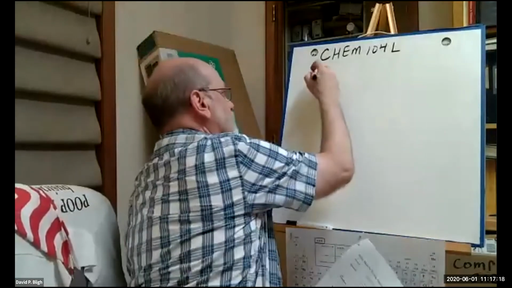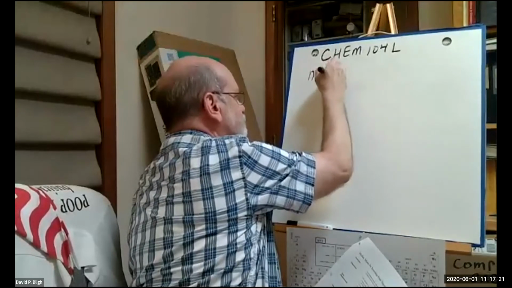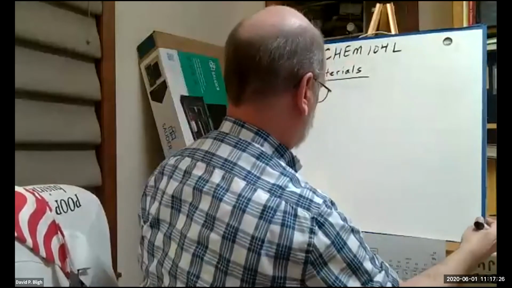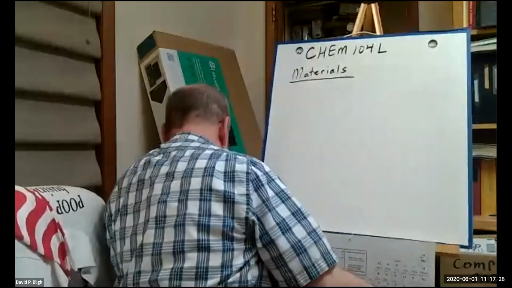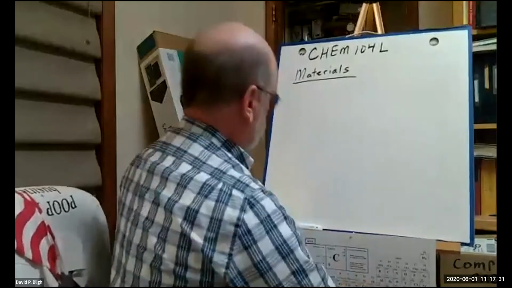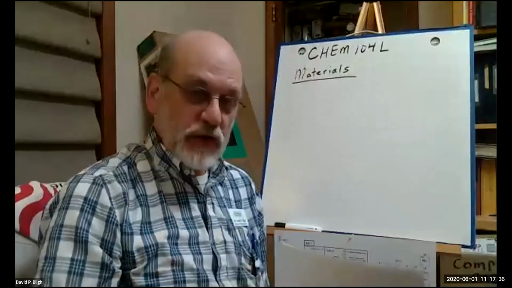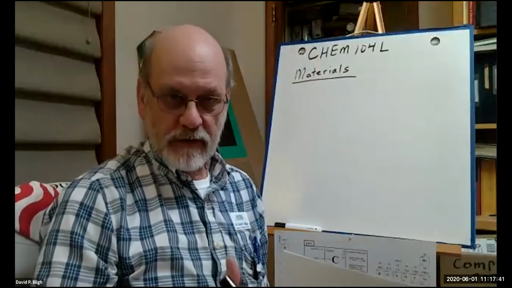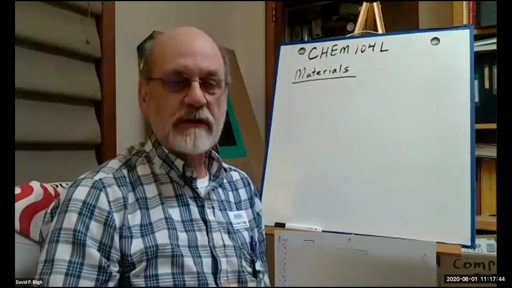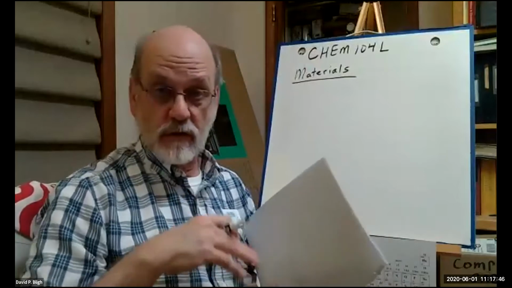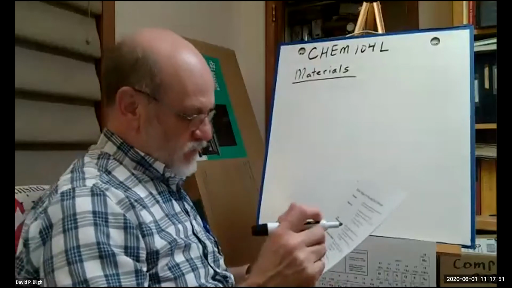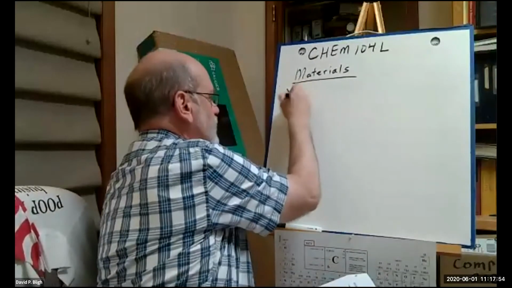All right, materials. There we go. Materials. All right. We need a tube, a test tube, to hold the materials that we're going to melt and then refreeze to measure their temperatures. Right? So we need a tube. So first thing we need is a test tube.